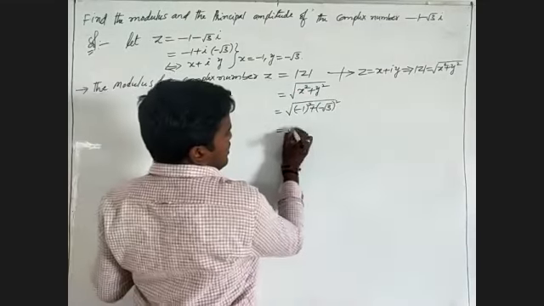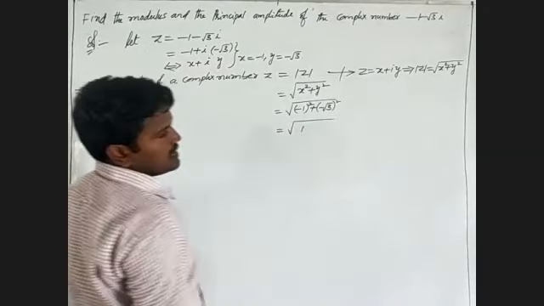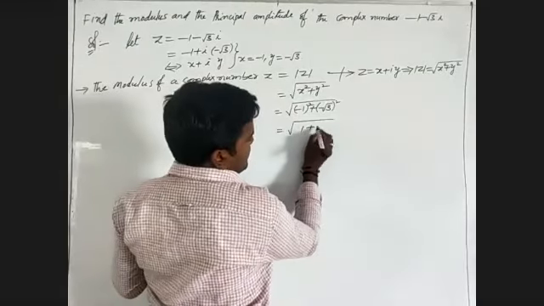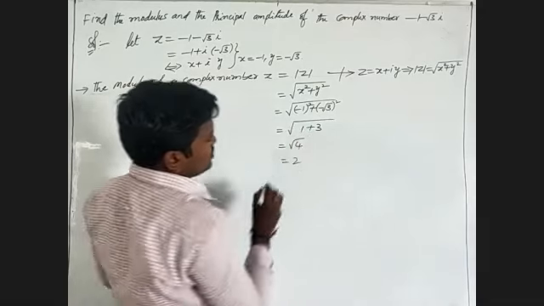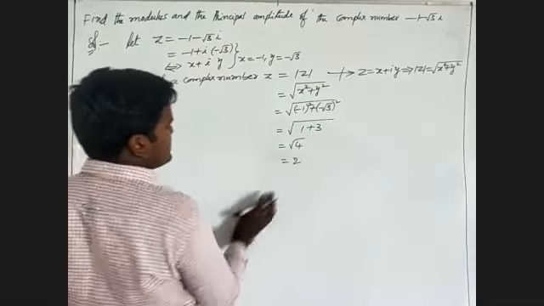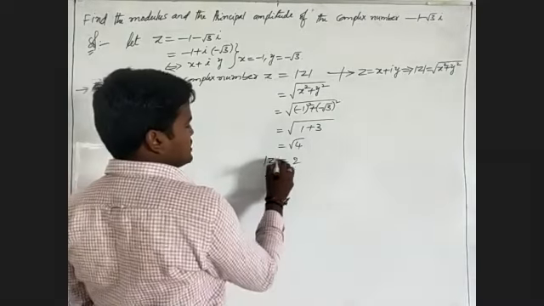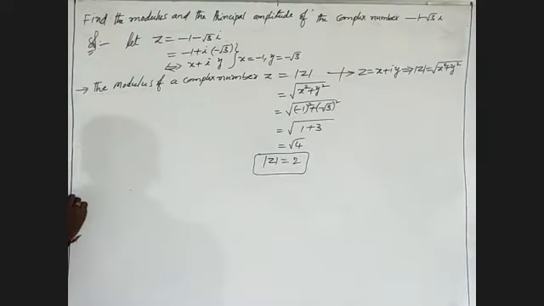Minus 1 whole square is 1, and minus root 3 whole square is 3, since the square and root cancel. 1 plus 3 is 4, and root 4 is 2. This is the modulus of the complex number, that means mod z will become 2. After that I have to find the principal amplitude.